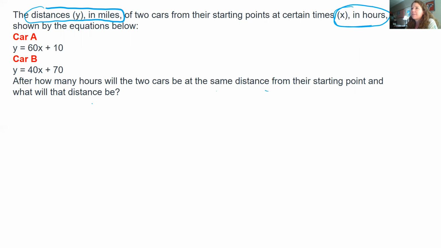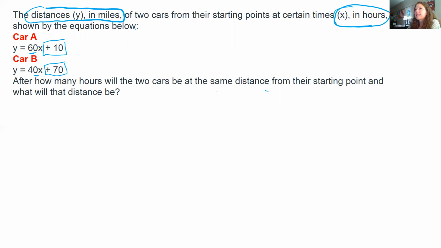Okay, so they're going different speeds, right? And I guess they didn't start at the same place. This guy started at mile marker 10, and this guy started at mile marker 70. We want to know how far they will both be at the same distance from their starting place.